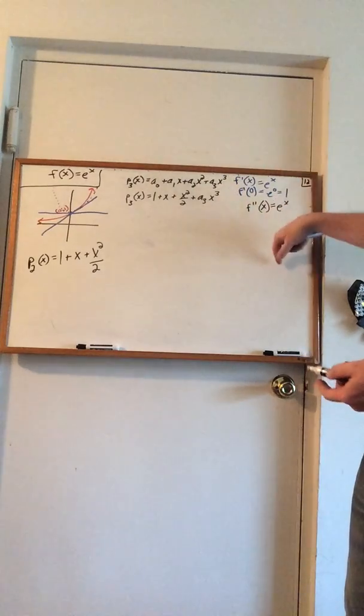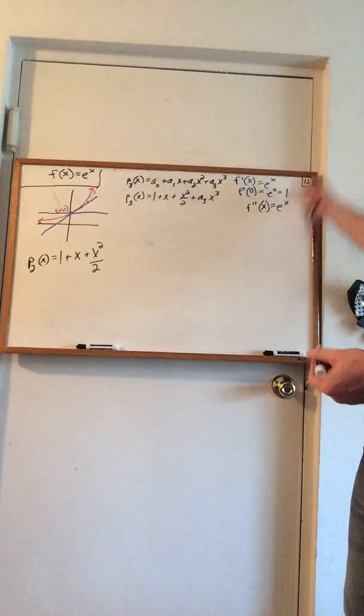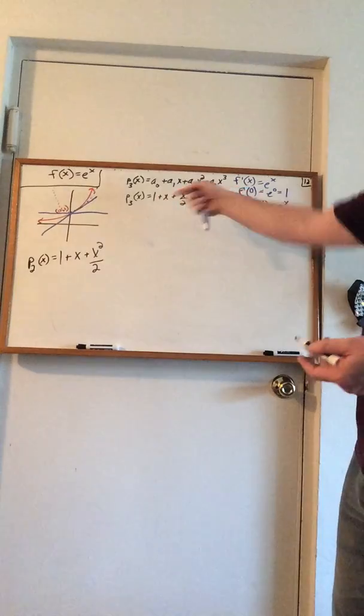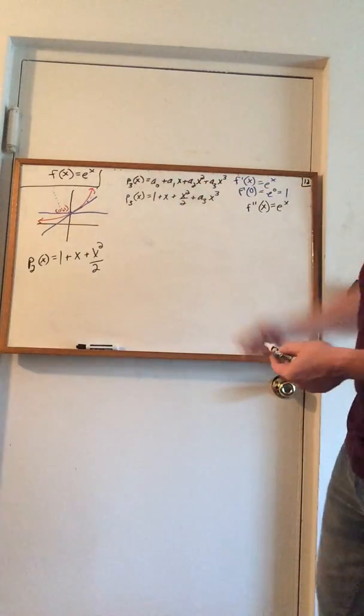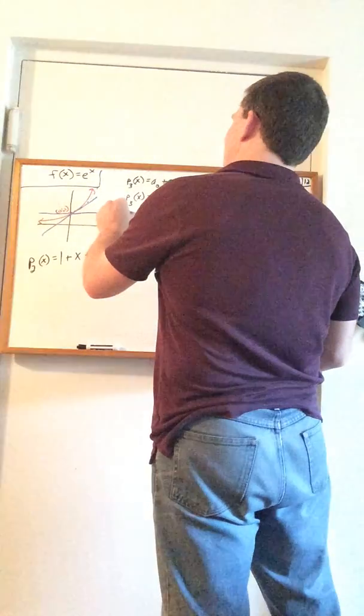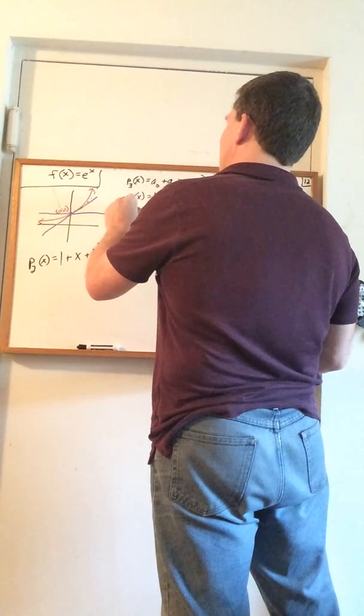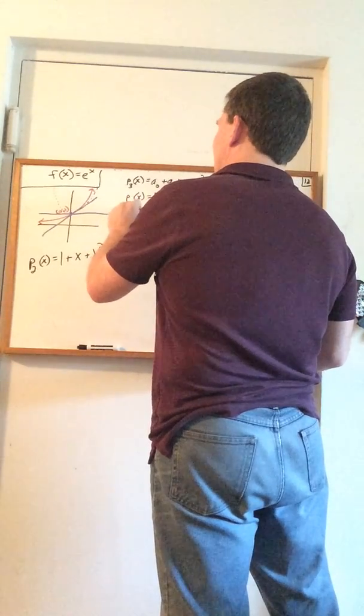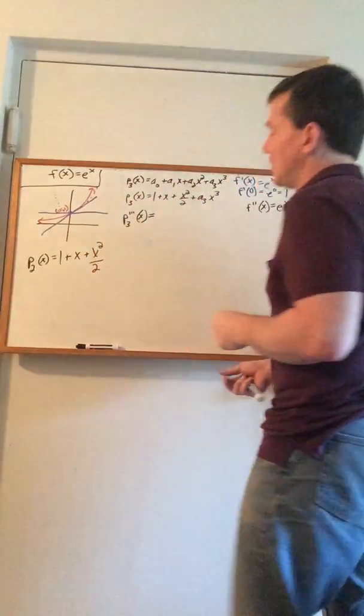Over here, these will keep being the same. It'll always be e to the x, and at 0 we'll always get 1. So to save time, we'll just work over here. And we'll get p sub 3, the third derivative. I'm going to trust all of you can do these derivatives quickly in your head.